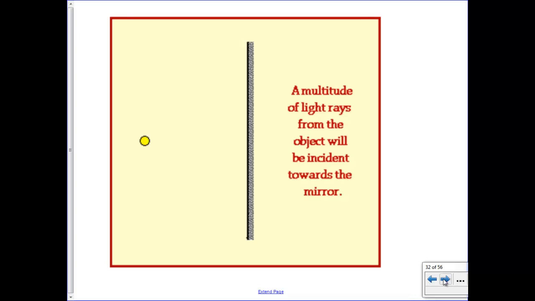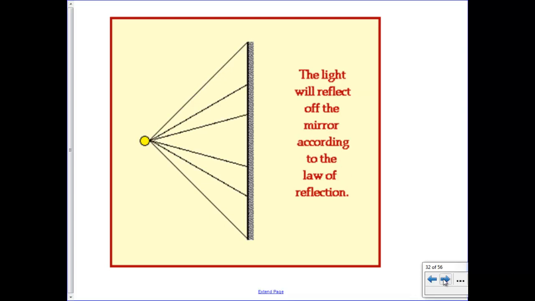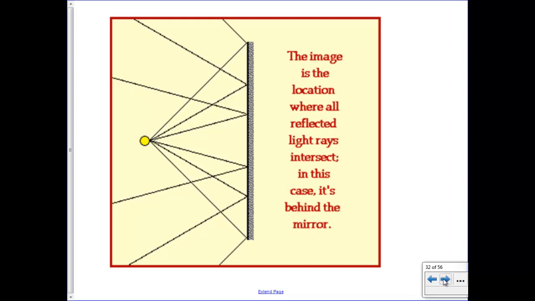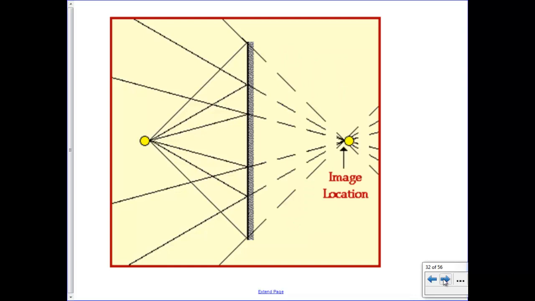Yes, the actual thing is right here, but I'm going to perceive it as though it's behind the mirror. I'm going to see it in the mirror. That makes sense? It doesn't matter where you're standing. I could be standing down here, and I would still perceive the image to be right there. I could be standing right here and perceive the image to be right here. Does that make sense what I'm going for here?